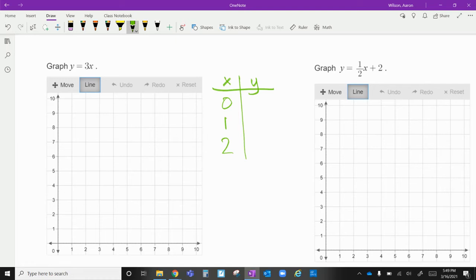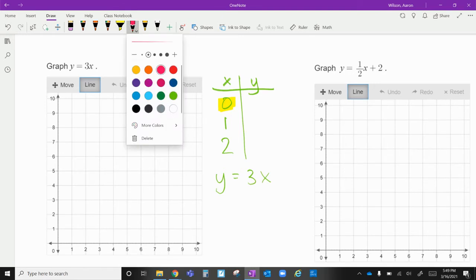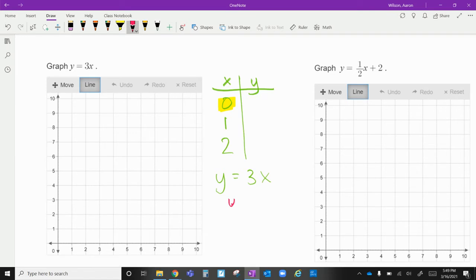So watch what happens. I have the equation y equals 3x. I'm going to take 0 and plug it in where the x is in our equation. So this reads y equals 3 times x. Well, I'm saying x has to be 0. Why? Because I made it up. That's why I'm trying to choose easy numbers here. What is 3 times 0? 3 times 0 is 0.